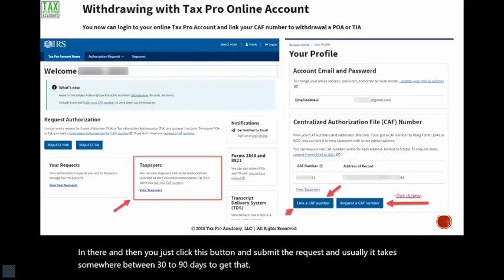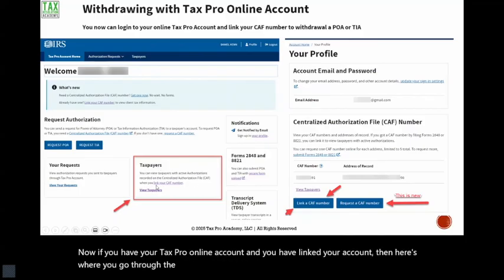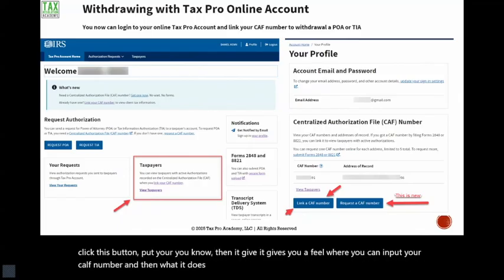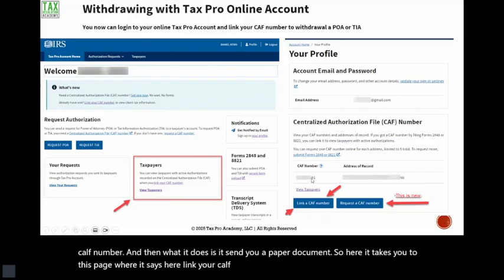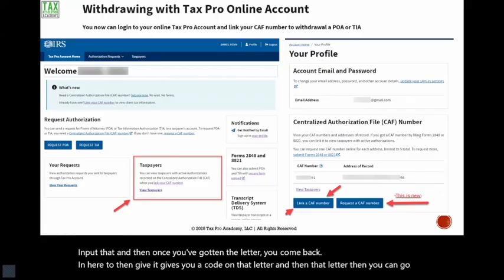Now, if you have your Tax Pro online account and you have linked your account, here's where you go through the process. You notice how it says here, link your CAF number. Click this button, then it gives you a field where you can input your CAF number. And then it sends you a paper document. Once you've gotten the letter, you come back in here, and it gives you a code on that letter.